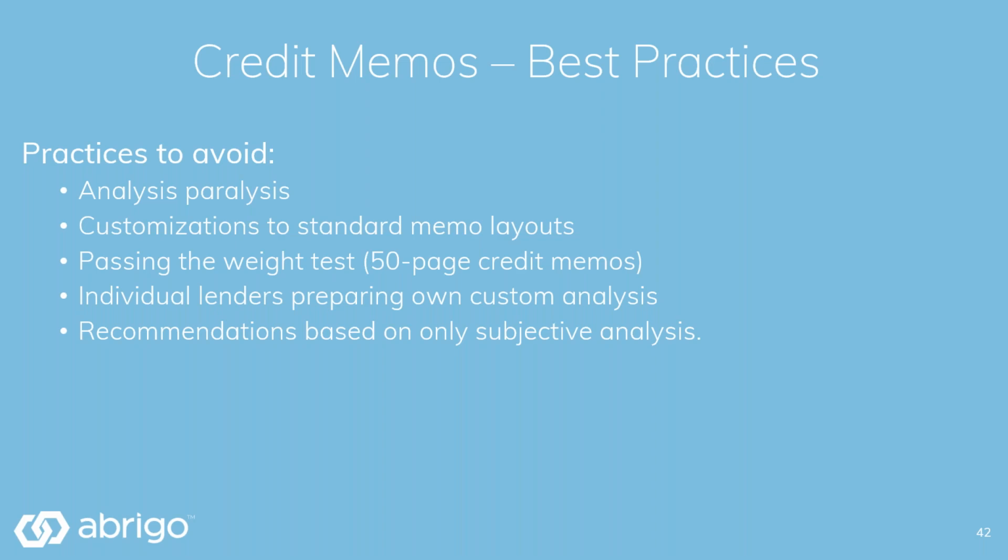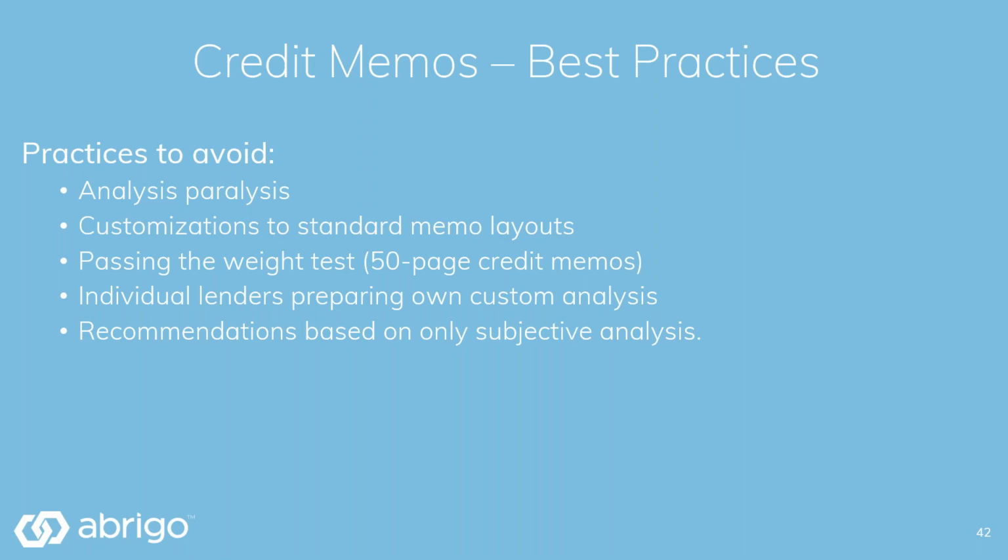Individual lenders preparing their own custom analysis. This is one of my biggest fears, especially on the consumer side and fair lending. As you mature in your lending abilities, you're probably better at writing these things up and getting them approved, and you know what loan committee is looking for. But if every lender has their own, it's really hard to be objective. And when you look at your risk portfolio as a whole, I think there's a bunch of weakness in there if you have everybody doing their own custom analysis without any consistency being applied.